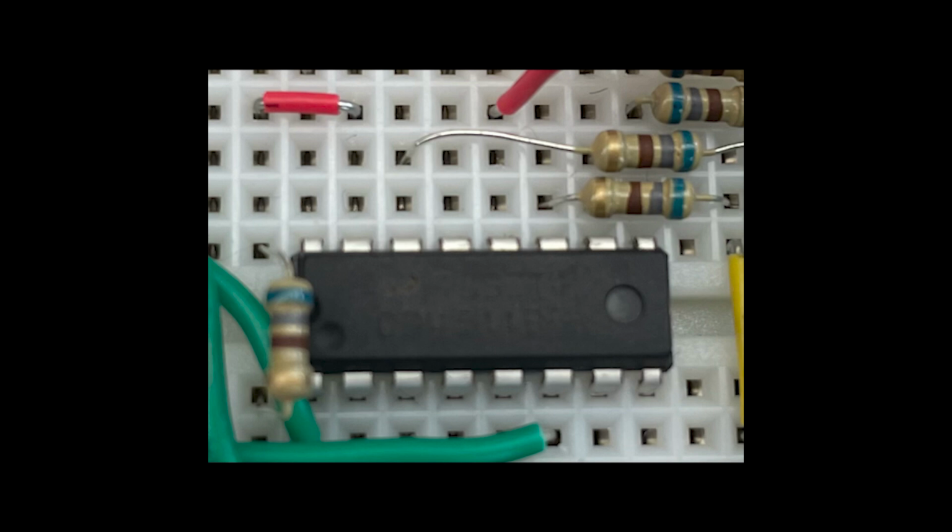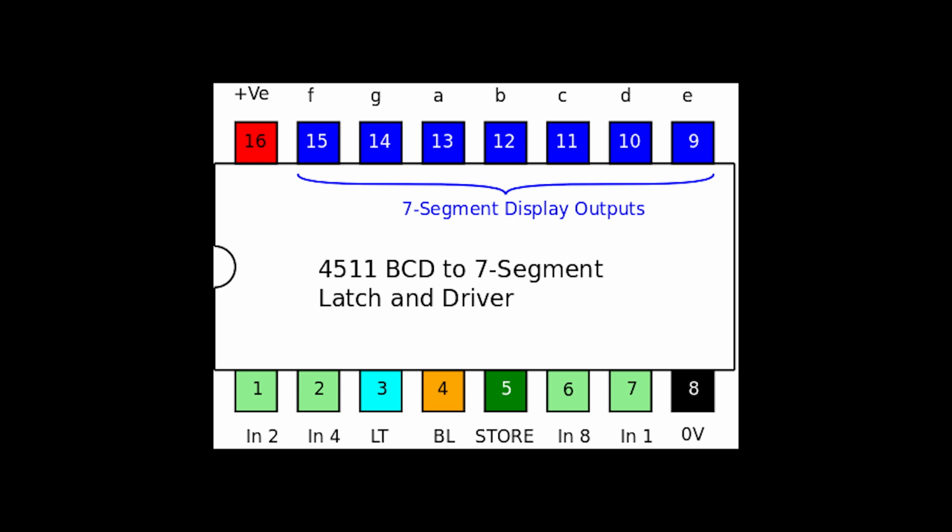Next in line is the 4511 IC. It takes the role of a decoder, translating the binary input into a decimal output. But it's not just a simple decoder, it's also a driver.